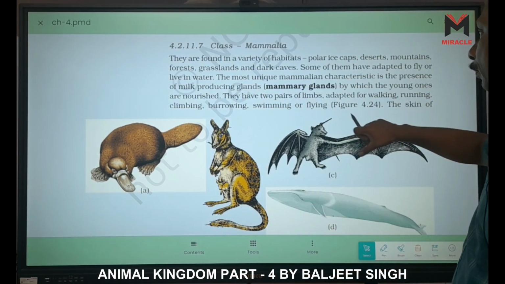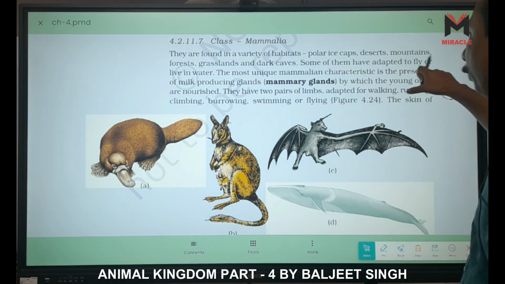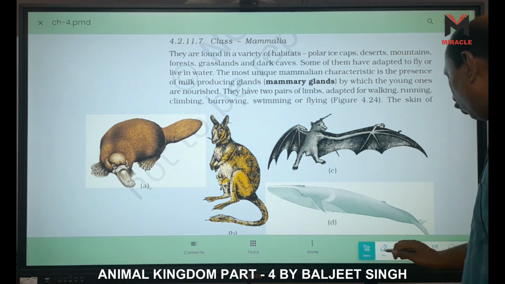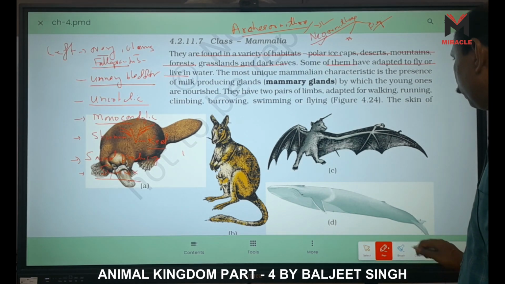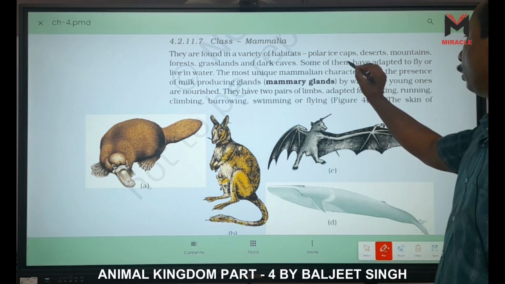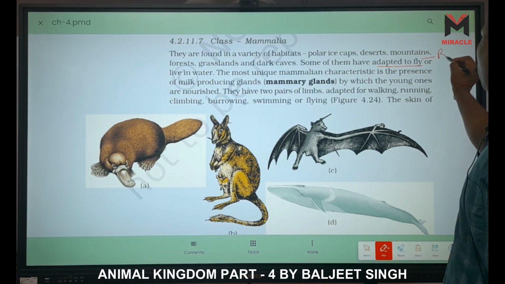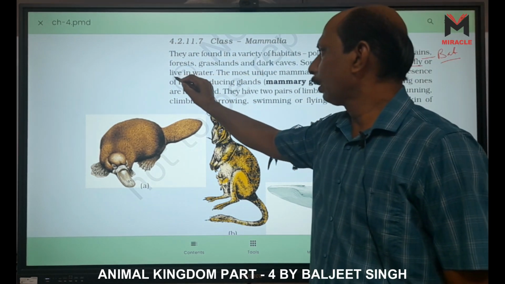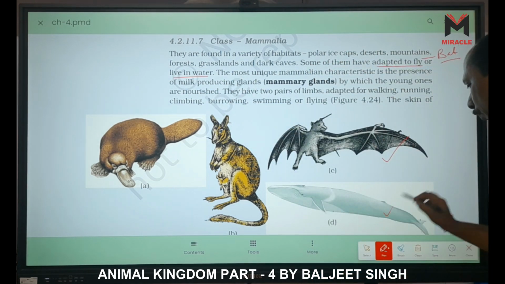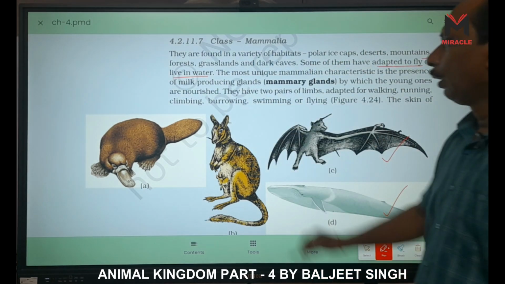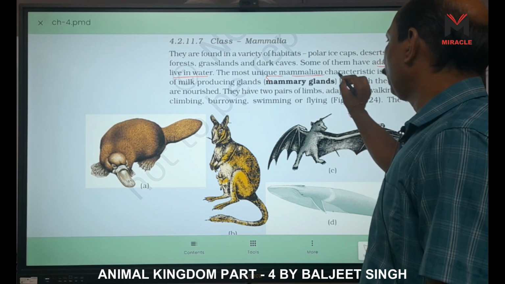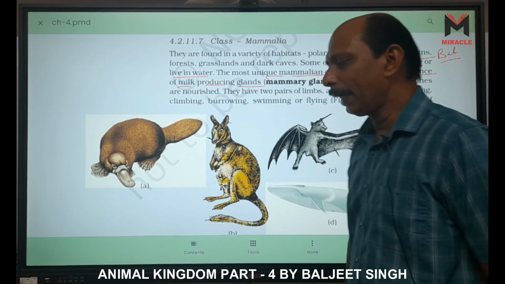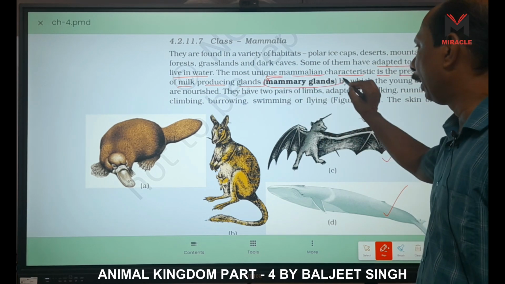Some of them have adapted to fly or live in water. Adapted to fly, for example, bat, which is called Pteropus, this one. Or live in water. Live in water means which one? Whale, blue whale, Balaenoptera. The most unique mammalian character is the presence of milk producing glands, and that milk producing gland is called mammary glands, right?